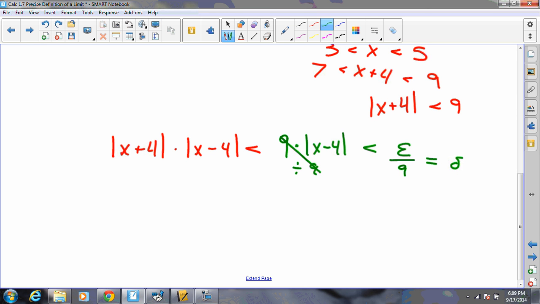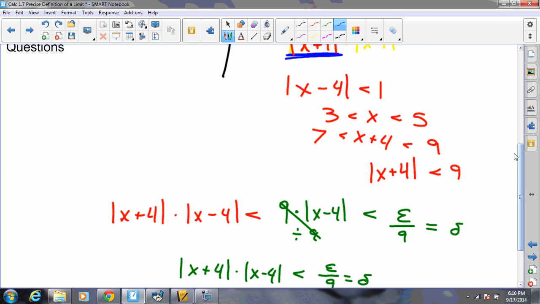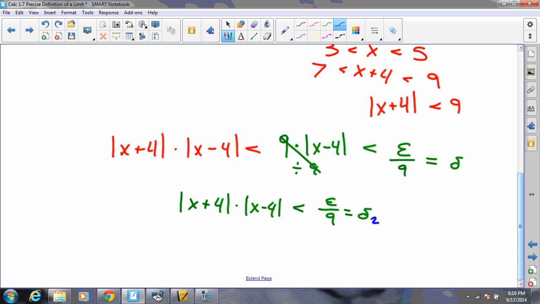By picking this delta, we can put the entire chain together that says absolute value x plus 4 times absolute value x minus 4 is less than epsilon over 9, which is our delta value. Strictly speaking, we did introduce another restriction. We said we needed to have, back up here, that the distance away for this x minus 4 has to be less than 1. This also said, here's another delta. So strictly speaking, what we've done is take delta 1 and take delta 2. We actually have two different deltas because we've put in two restrictions.